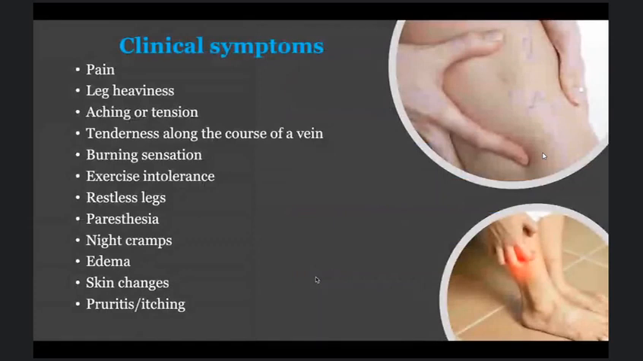What about the clinical symptoms of varicose veins? Clinical manifestations. Symptoms: pain, leg heaviness, aching or tension in the lower limbs, tenderness along the course of the veins, burning sensation, exercise intolerance, restless legs, paresthesia, night cramps, edema, skin changes, and possibly pruritus and itching. These symptoms become worse at the end of the day, and also in hot weather.